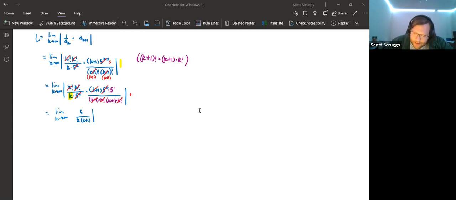Now, because everything will be positive, absolute value is now redundant. Nothing with k in the numerator. All my k's are in the denominator. So if I take that limit, I'm going to get 0, which is definitely less than 1. So with that work, the limit is 0, less than 1.